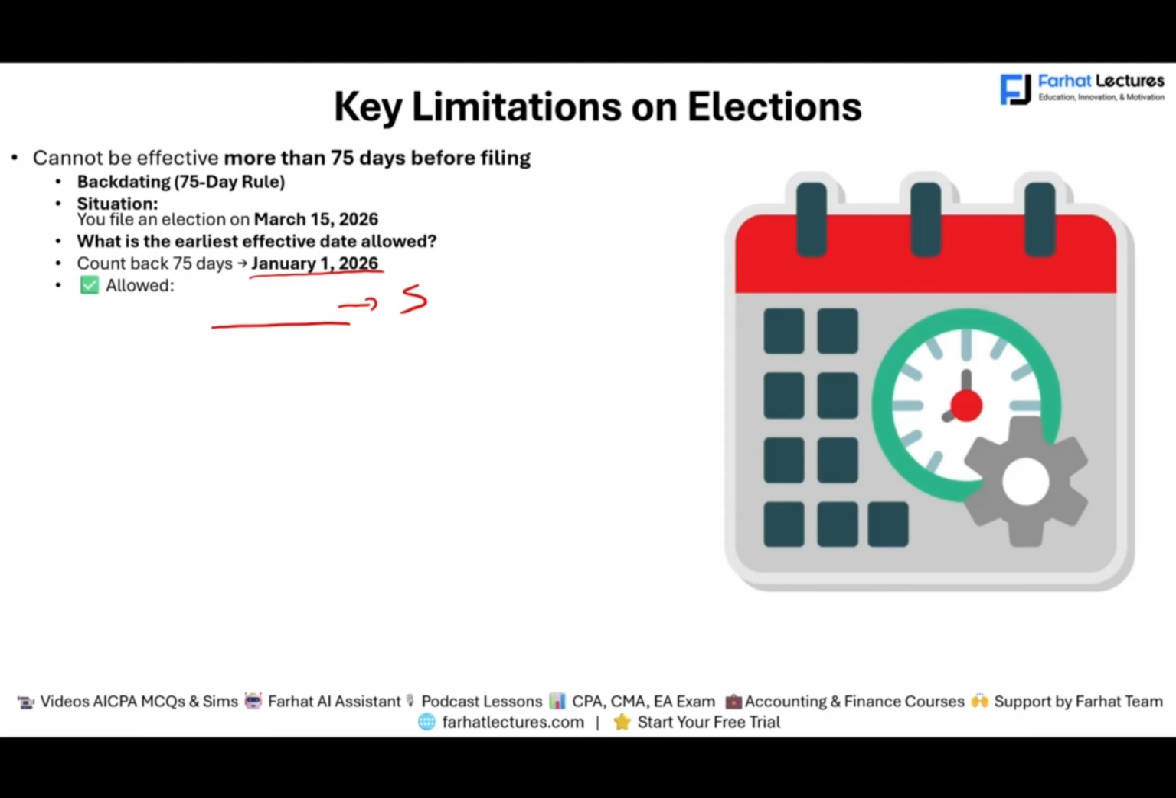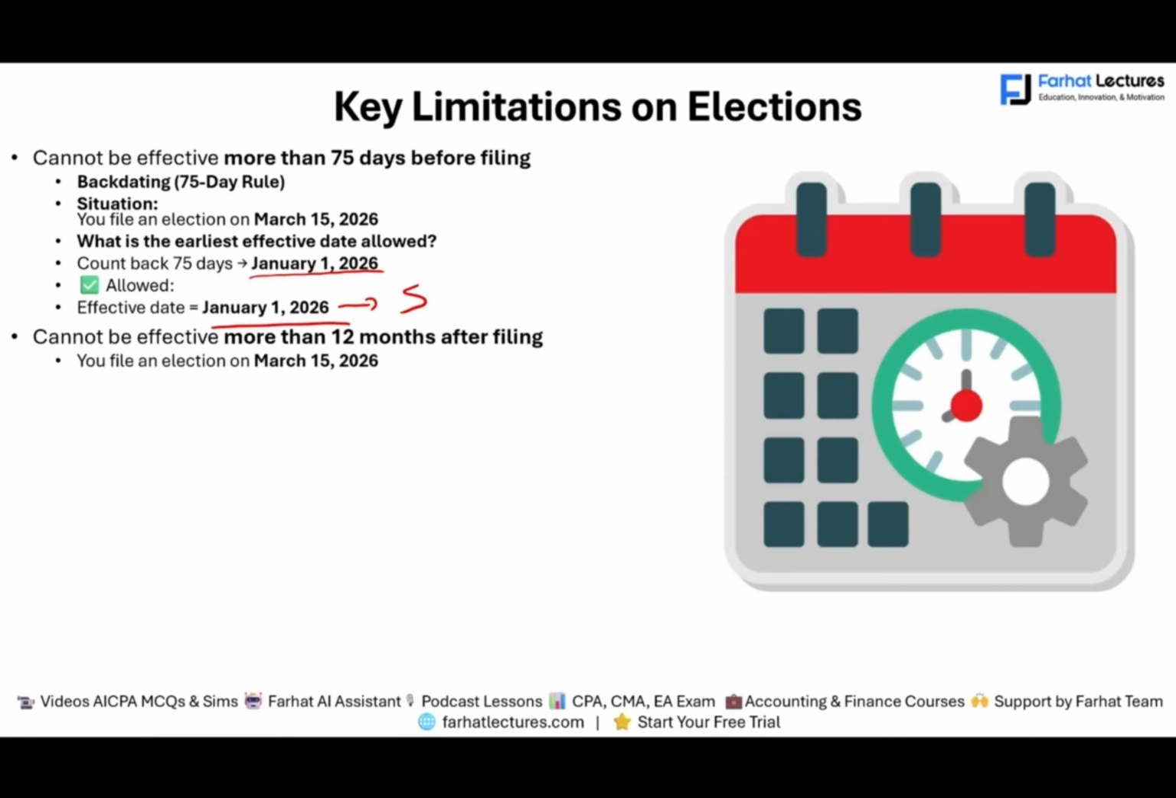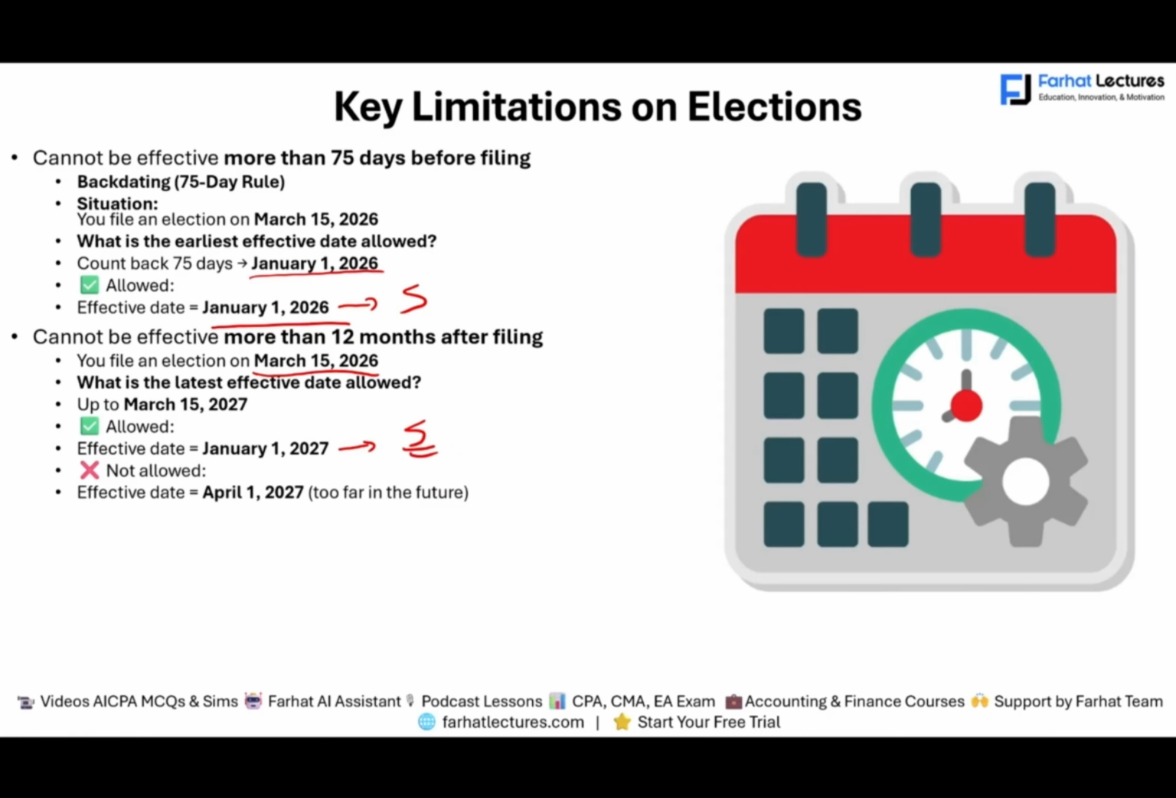Or, it cannot be effective more than 12 months after filing. You can file and fast forward the effective date 12 months. So you file an election on March 15, 2026. What's the latest effective date allowed? You could say, starting March 15, 2027, I want to make this election. So you can say, I'm filing today, but I want it to take effect 12 months from today. That's allowed, so in 2027 you will be an S corporation. You're not allowed, for example, to have this take place April 1st because it's too far into the future.